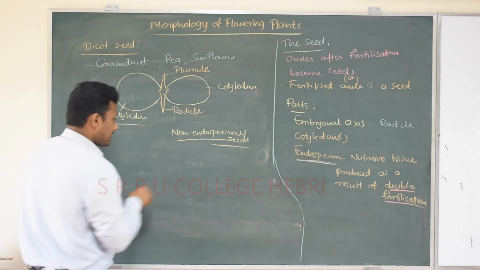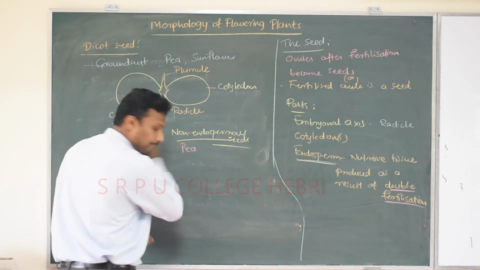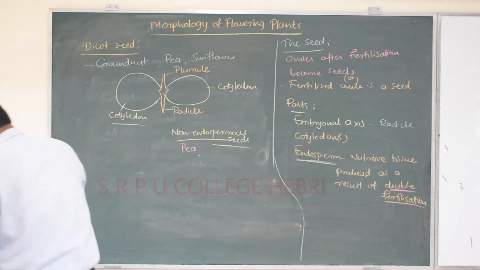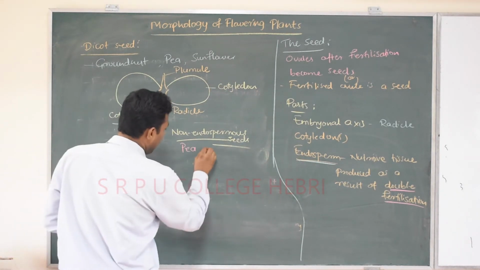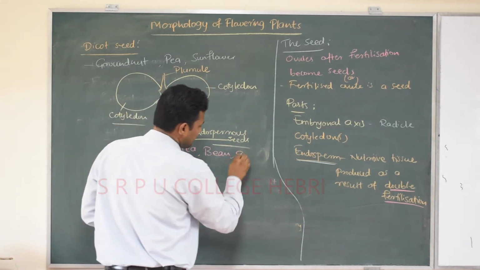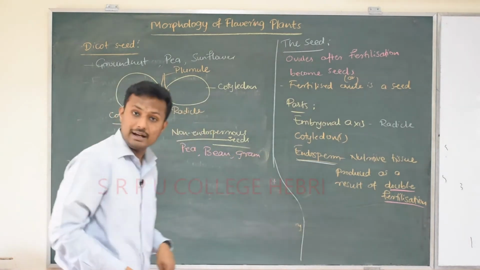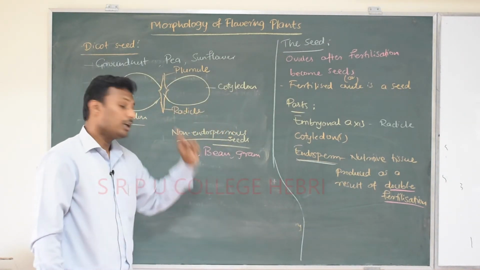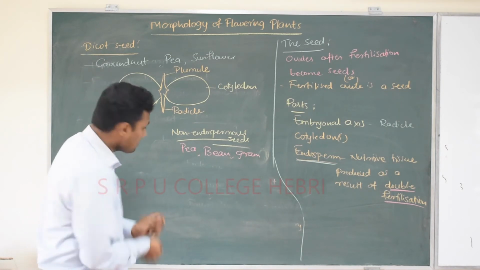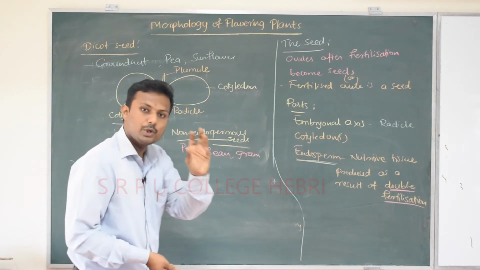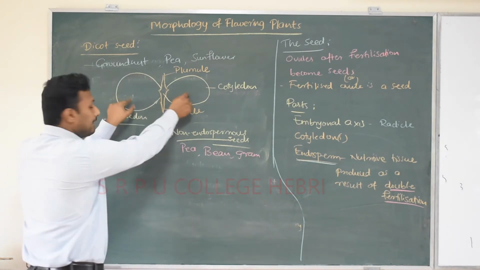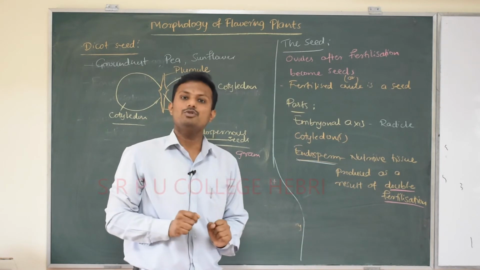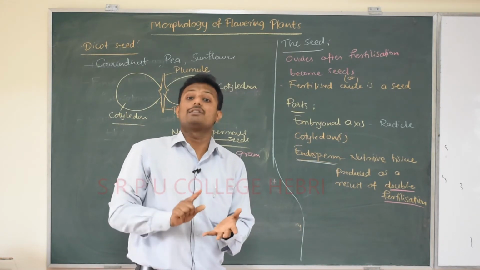The example for that you can give is pea, right? And even examples such as bean, gram, like Bengal gram, green gram, right? Horse gram. These are the different examples for non-endospermous seeds. That means these seeds are going to make use of that stored food material directly from the cotyledons. Stored food material is in what form? It is mainly stored in the form of proteins and starch.